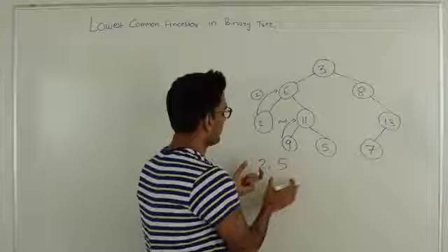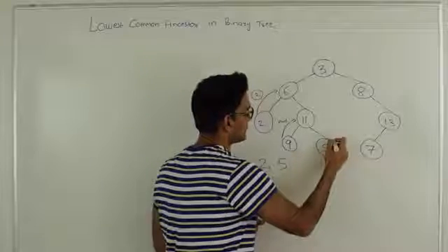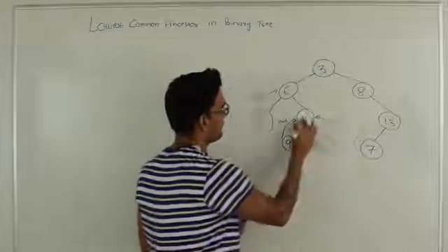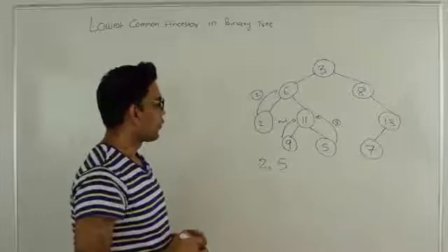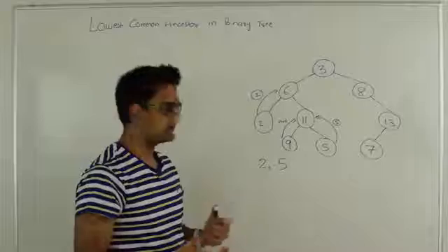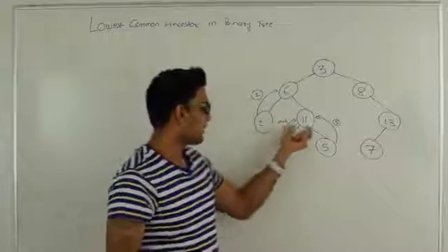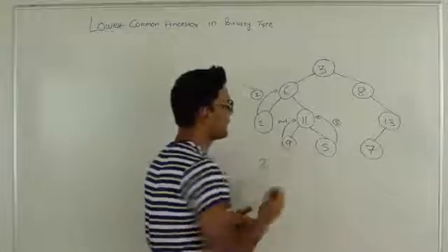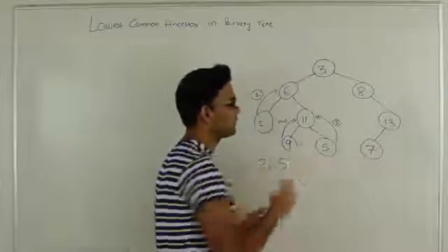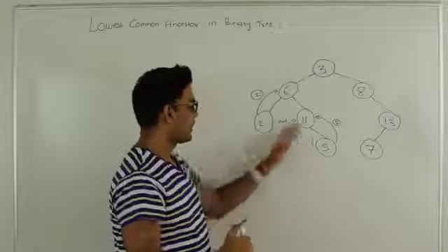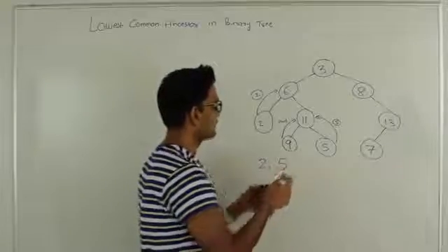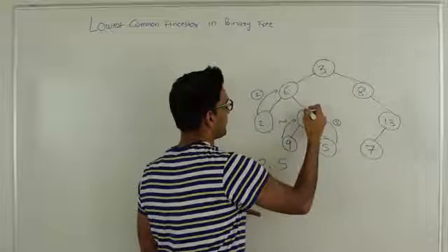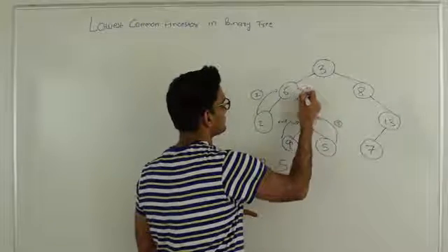Is 5 same as either 2 or 5? So 5 is same as this. So this returns 5 to 11. What this means is that 11 cannot be the lowest common ancestor because it's getting a null from one side and a not null node from the other side. So 11 is ruled out. So what 11 does is just take this not null node and return it back to 6.